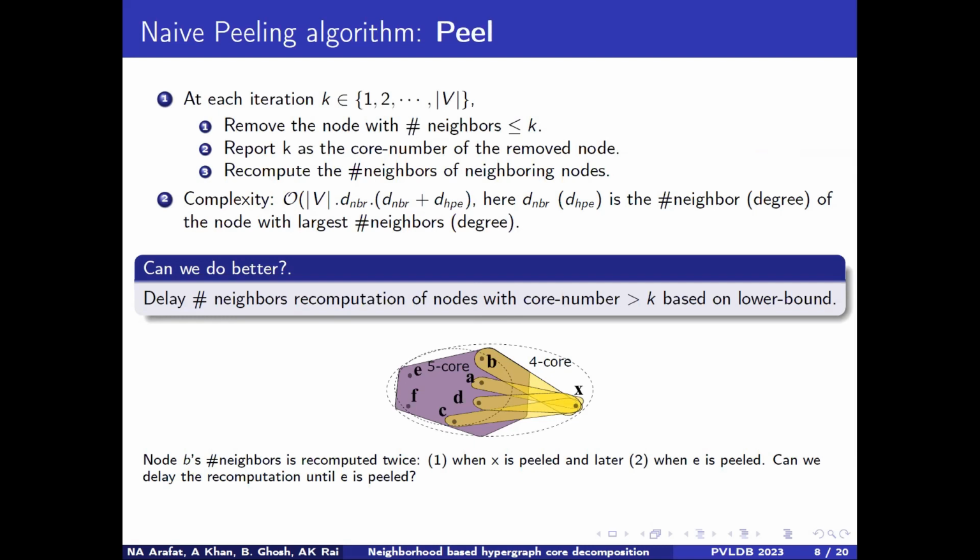So indeed, for example, if we know some lower bound on the core number of the neighboring nodes, we may not need to recompute the number of neighbors of them till that lower bound is reached. For example, in this figure, all nodes are in 4 core, while all nodes except X are in 5 core. Now, when we delete node X, node B's core number does not change. However, in the peeling paradigm, B being a neighbor of X, we need to recompute the new number of neighbors of B after the deletion of X. Such recomputation is redundant since B's core number does not change due to the deletion of X.